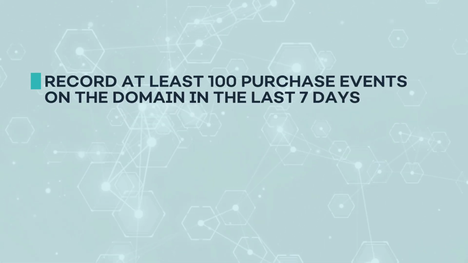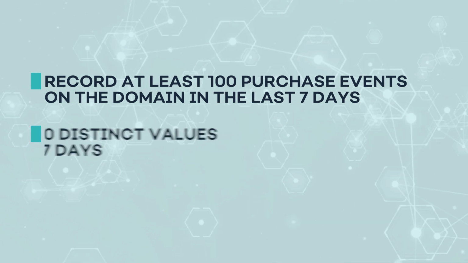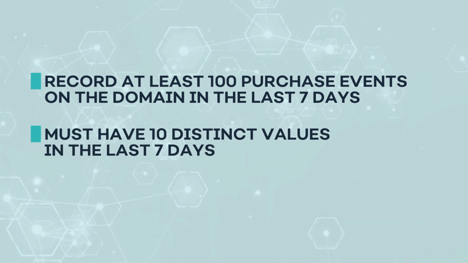And it does that based on conversion values that it's received in the past from your pixel. Now, in order to be able to enable value optimization, you have to have recorded at least 100 purchase events on the domain in the last 7 days, and you also must have had 10 distinct values in the last 7 days, okay? That will allow you to enable value optimization. I recommend you do enable it if you can.